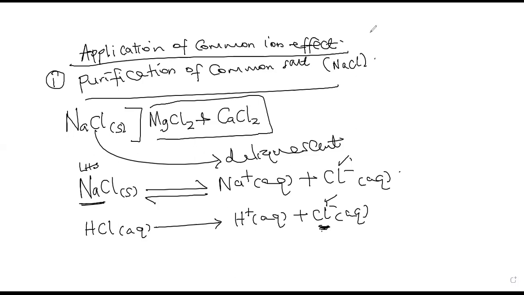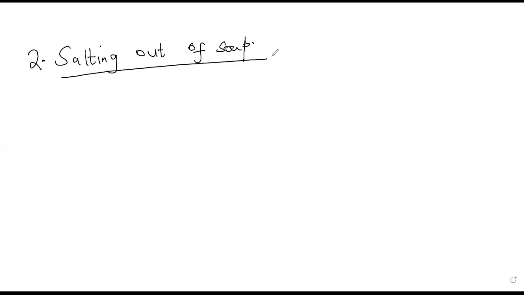Then, application number 2, we apply it in salting out of soap. So we all know that soap is a sodium or potassium salt of a long-chain carboxylic acid from organic chemistry. And we also know that the process of manufacturing soap, of soap formation, is saponification.